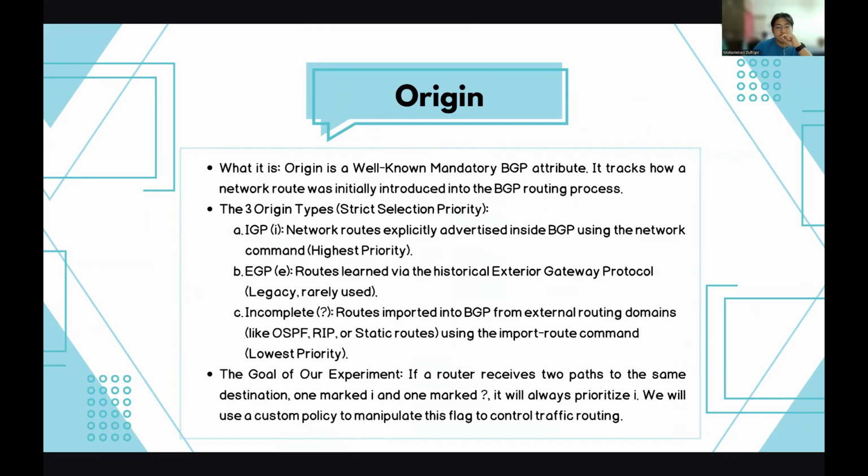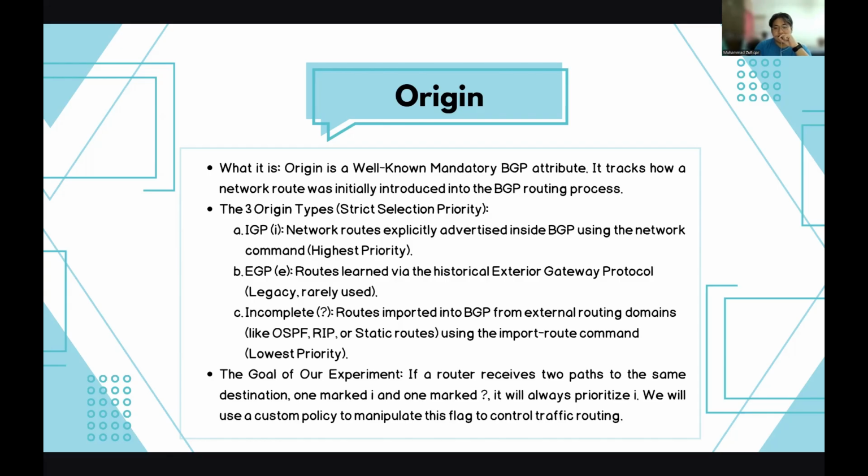The three types of origin are, first, IGP, represented by I. This is the highest priority path. It occurs when a network is explicitly declared inside the BGP process using the network command. Next is EGP, represented by E, an older legacy exterior protocol type that is no longer used in modern networking. And incomplete, represented by a question mark. This has the lowest priority.